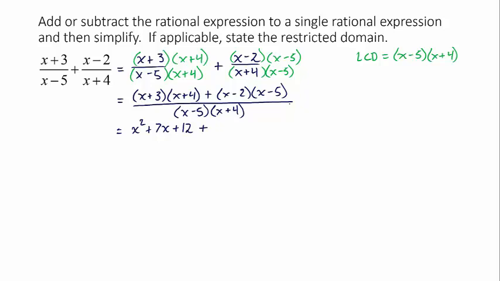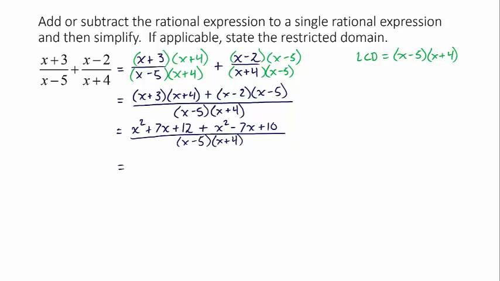And then I've got (x minus 2) times (x minus 5), which is going to be x squared. The middle term, we have minus 5x minus 2x, which is minus 7x. Negative 2 times negative 5 is positive 10. Divided by (x minus 5) times (x plus 4).